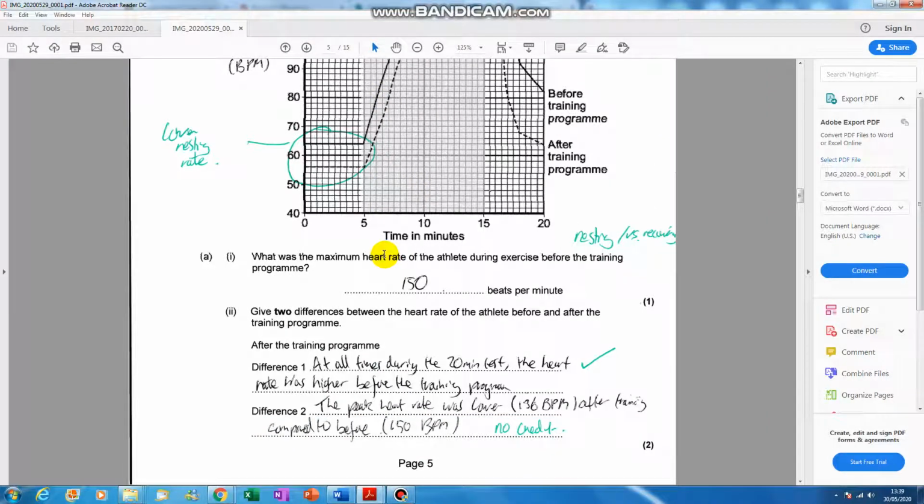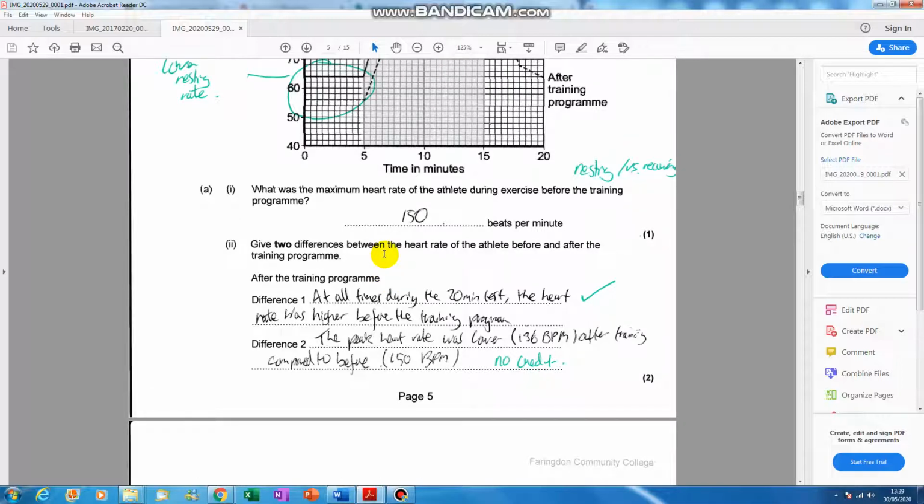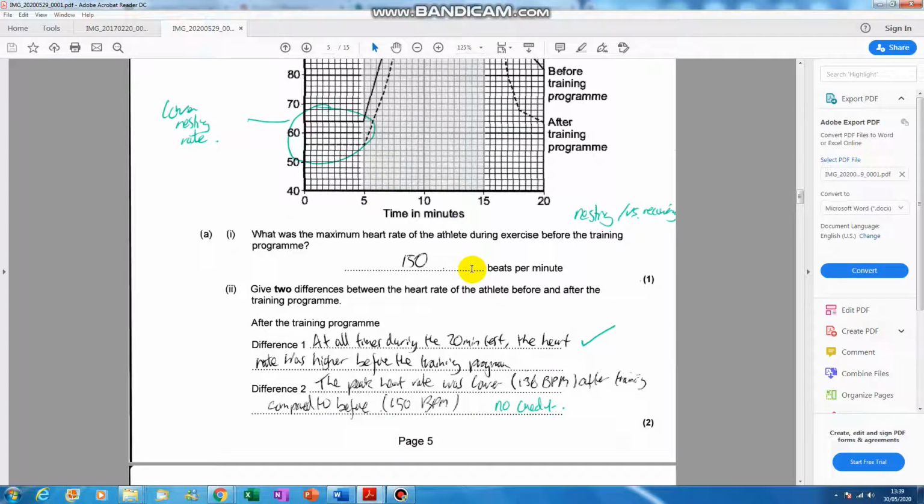Give 2 differences between the heart rate of the athlete before and after the training program. So this is what I went for. I said at all times during the 20-minute test, and that's not great because actually the exercise was just in the 10 minutes. So I probably learned from that one.